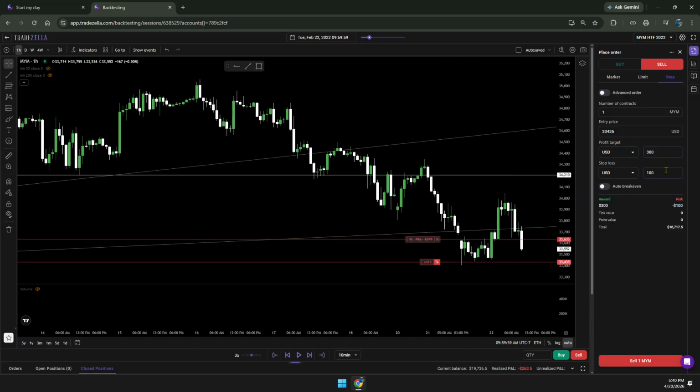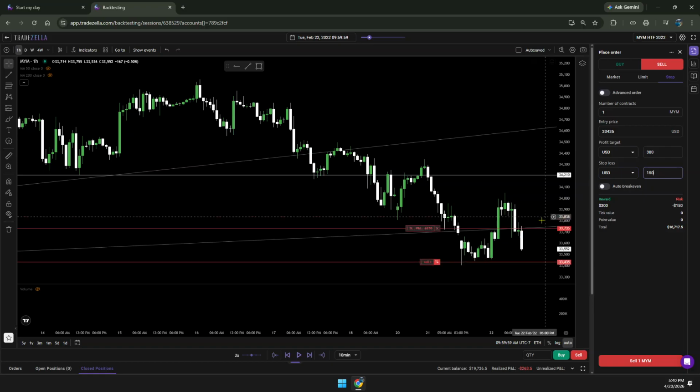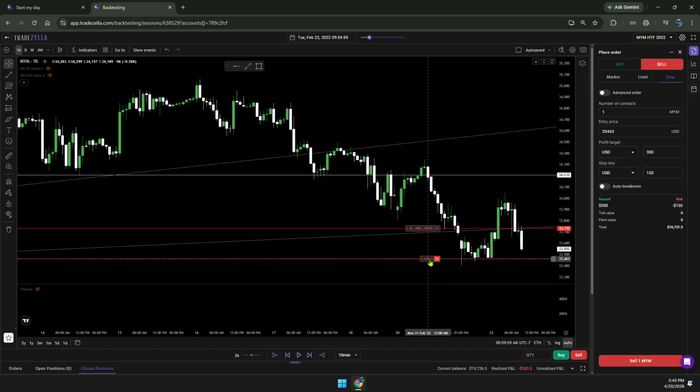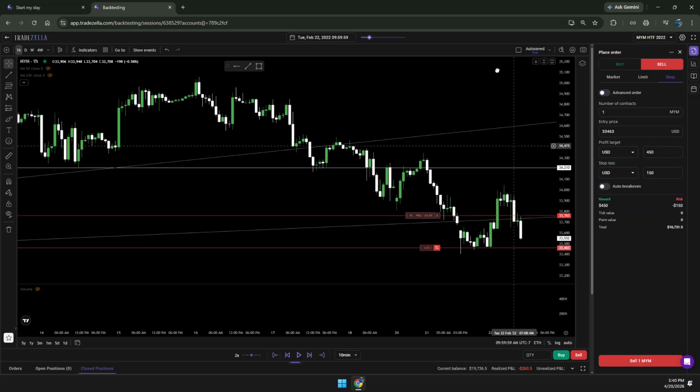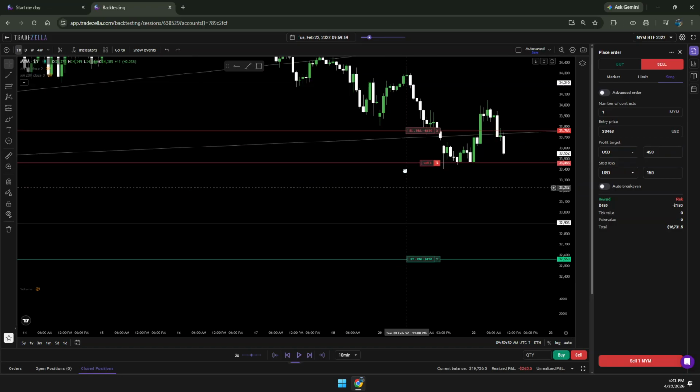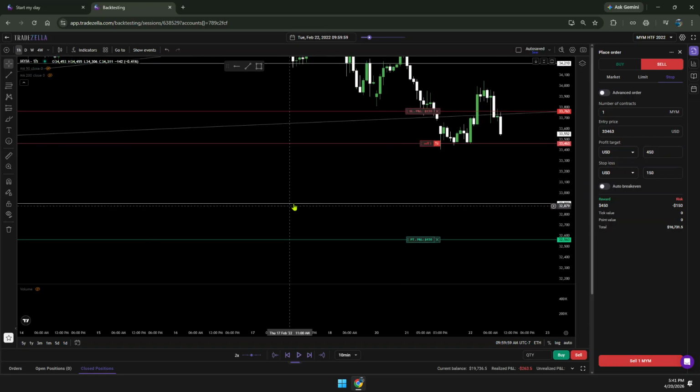So if I move that to 150, which is still in my risk tolerance, that gets me pretty darn close. I can go there, but I need to change the take profit to 450. So now where's my take profit at? So my take profit is below this support level.